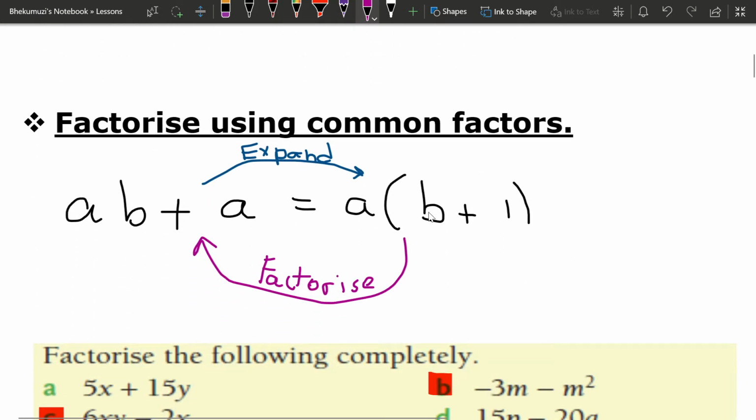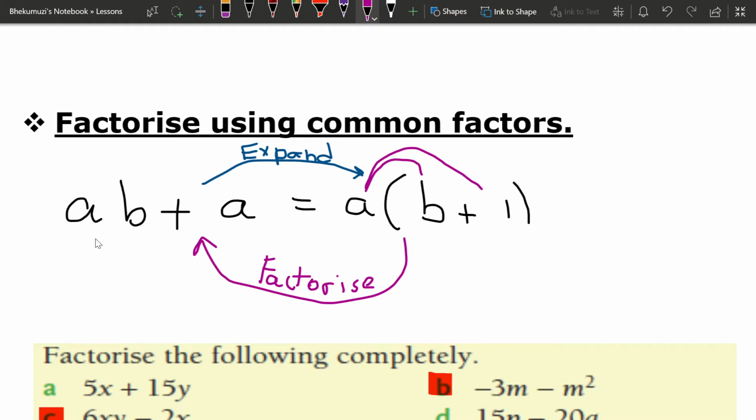Now, factorization is kind of the inverse process of expanding a particular expression, right? When we're talking about an expansion, this is an expansion and this is its factorized form. So to move from its factorized form to the expansion, you have to multiply the a inside. Once you multiply the a inside, it should give you ab plus a, right? But how did we get to this point?